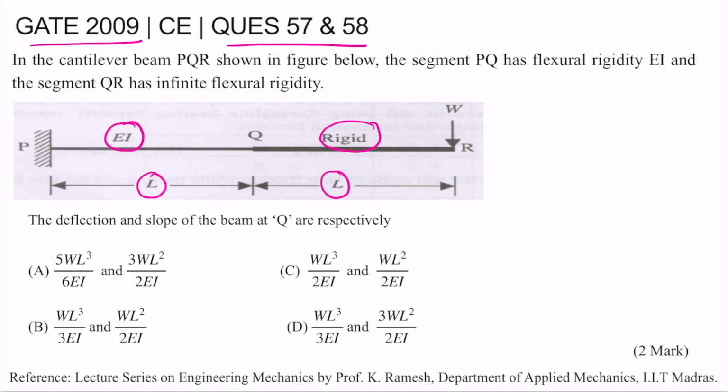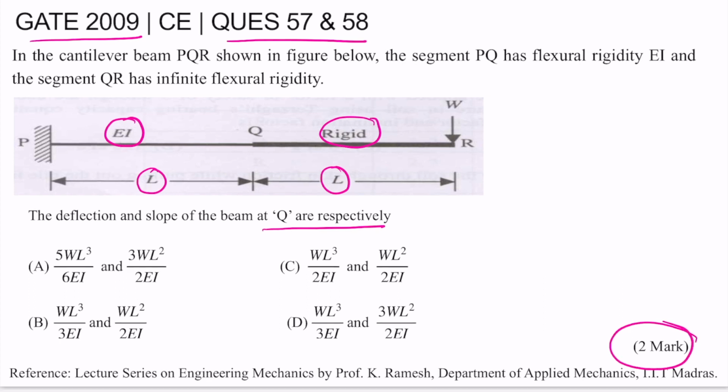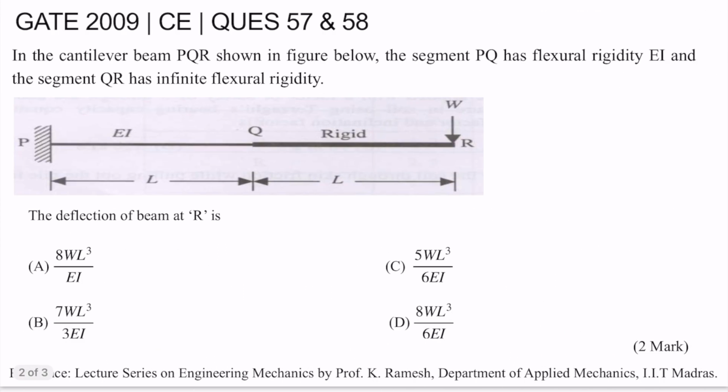So here two questions are linked. Question number 57 says the deflection and slope of the beam at Q are respectively. So four options are given to us and it's a 2-mark question. We have another question, question number 58, which is linked to this problem, which says the deflection of beam at R is. So here also four options are given to us and it's a 2-mark question.